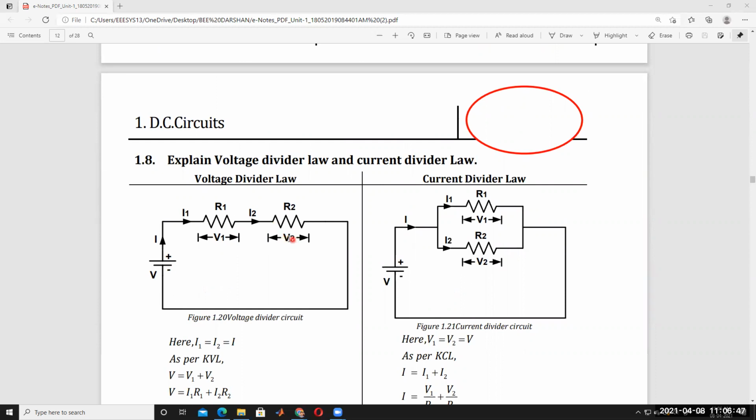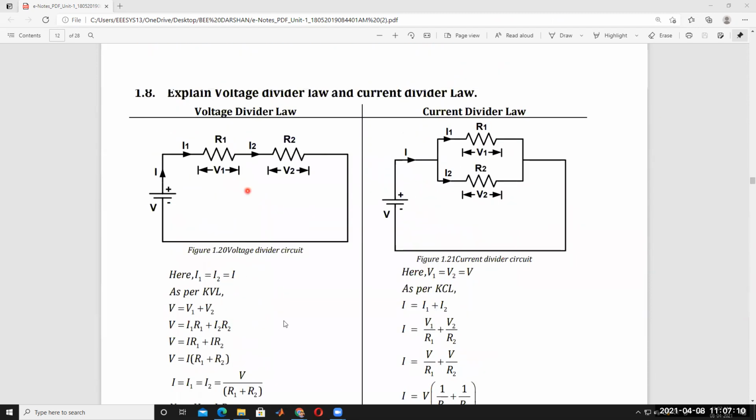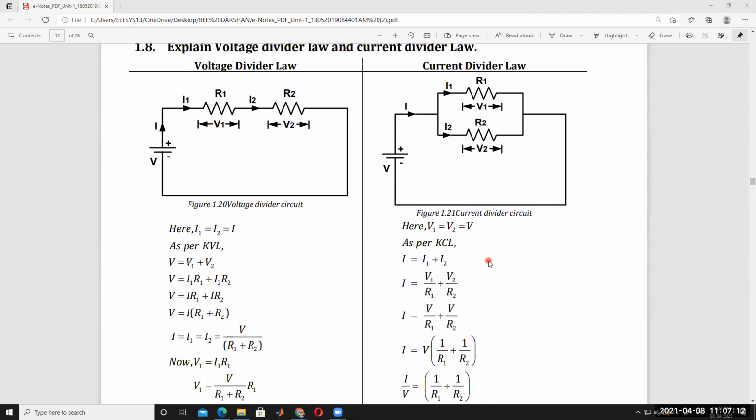If you want to find the voltage across V2, the numerator is R2. If you want to find the voltage across resistor R1, the numerator is R1. The denominator is the same for both, R1 plus R2. For V1 the denominator is R1 plus R2, and for V2 the denominator is also R1 plus R2. The numerator is R1 for one and R2 for the other. This is called the voltage division rule, and then the current division rule.